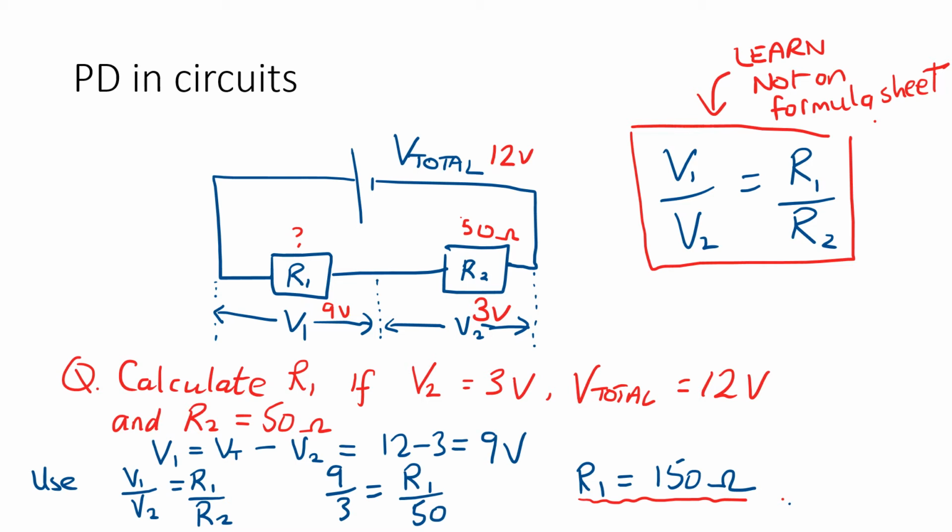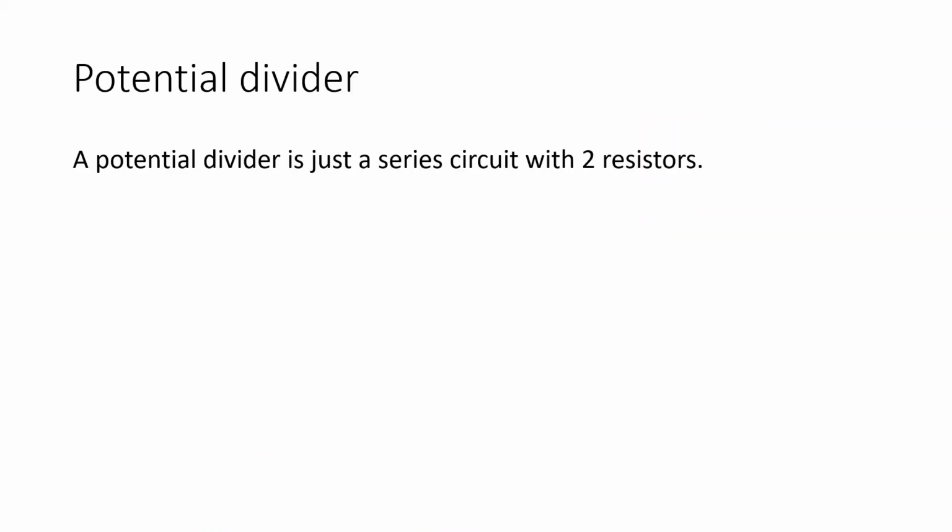We could look at it and think, well, V1 is 3 times bigger than V2, so therefore R1 needs to be 3 times bigger than R2. So 3 times 50 equals 150. So what is a potential divider? It's simply just a series circuit with 2 resistors.